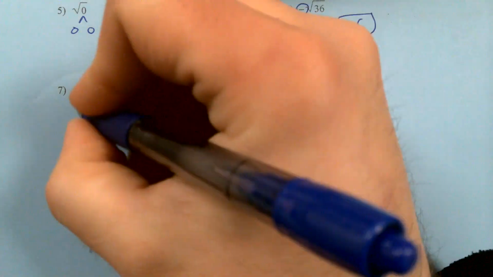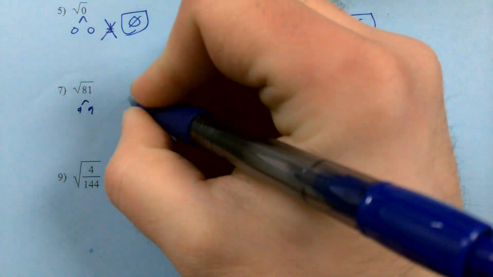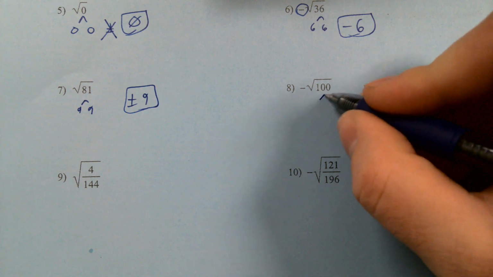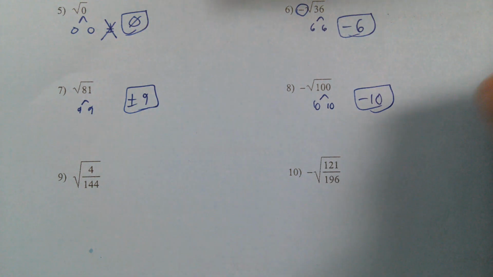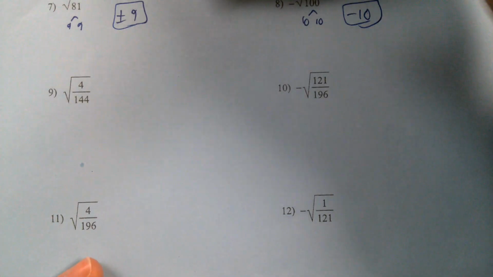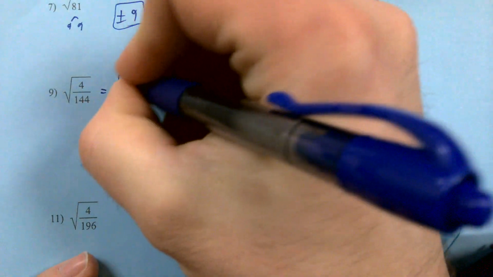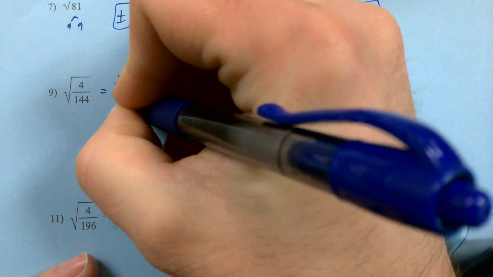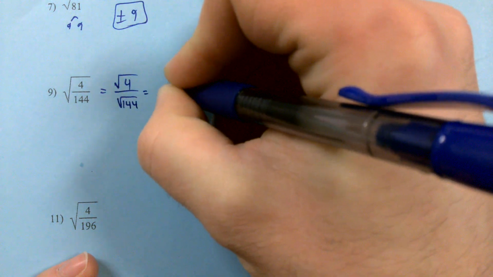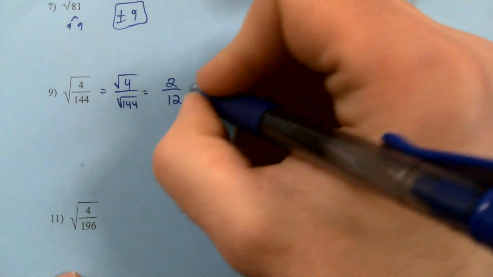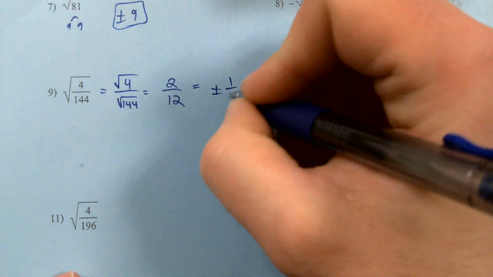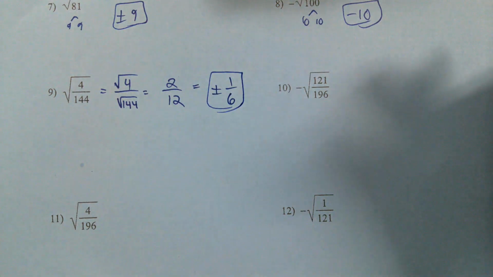Number 7, 81 has roots of 9 and 9, so we got plus or minus 9 there. 8, we get negative 10. And then when we have fractions, remember we want to split it up. So root 4 over root 144 gives us 2 over 12. But we can simplify 2 over 12 further and get plus or minus 1 over 6.